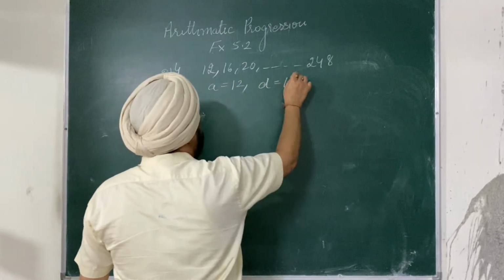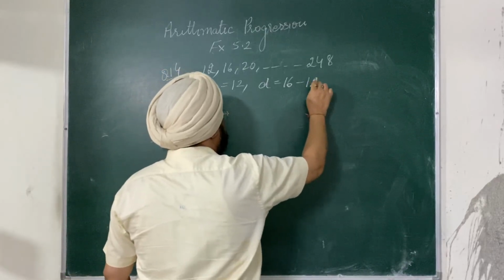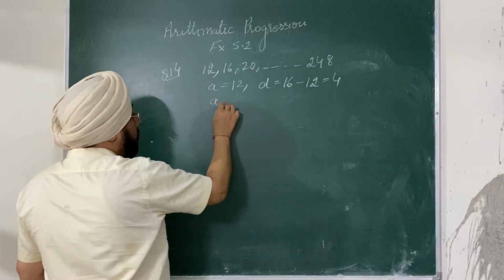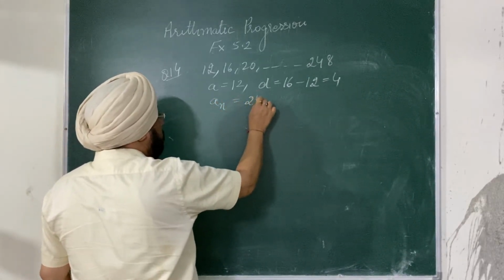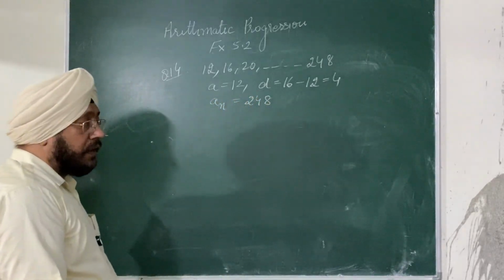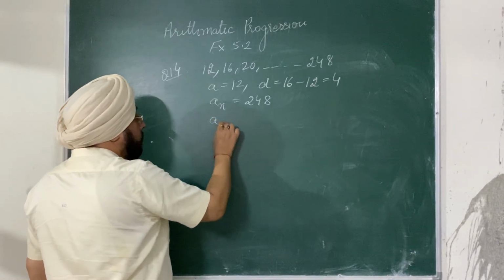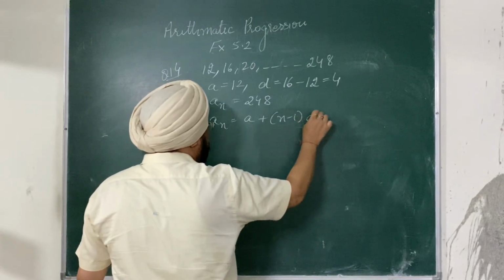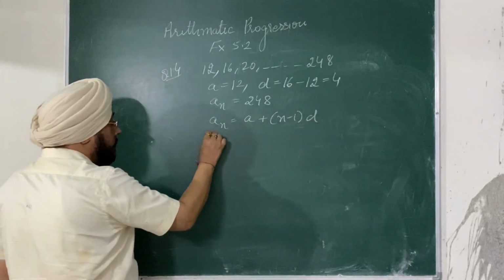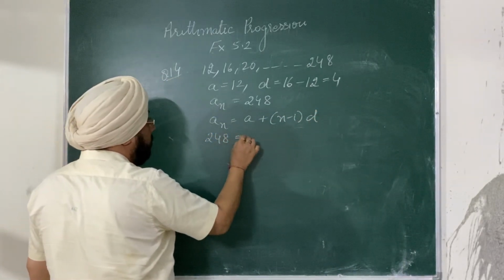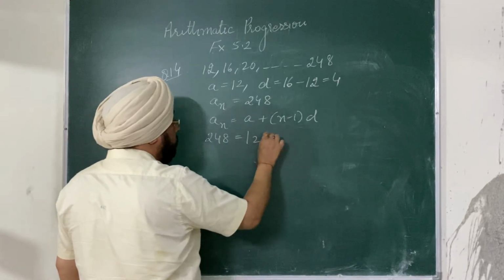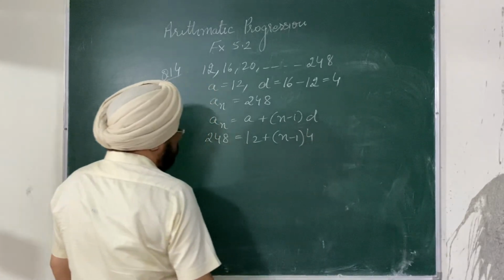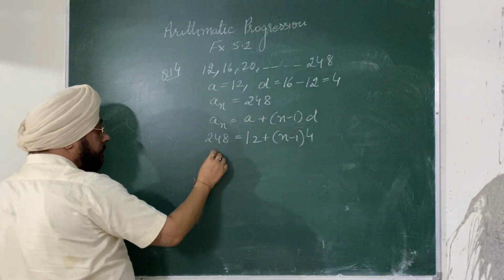d is equal to second term minus first term, which is equal to 4, and the last term is given as 248. So similarly, an is equal to a plus n minus 1 into d. Substitute the value, we get a as 12 and d as 4. So similarly, bring 12 to this side.